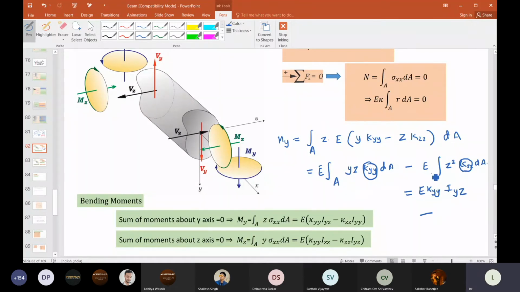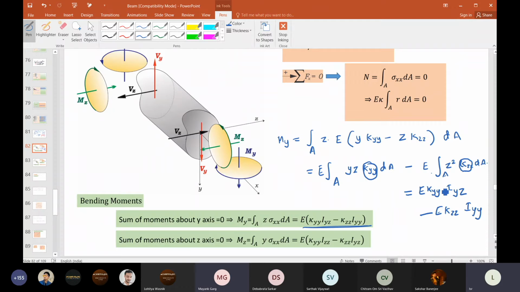minus E kappa zz, you can take it out, so it will not be there. Integral of area z square dA is Iy. Okay, that is what is written here. Is that okay? Yes, sir.